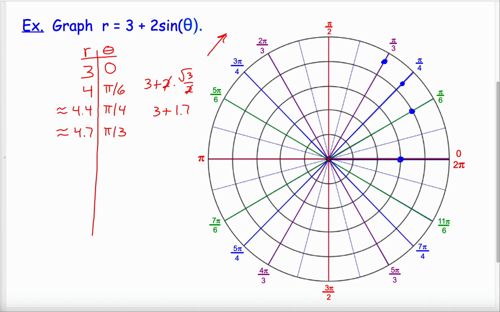Now we get to pi over 2, and finally we get an easy one. What's the sine of pi over 2? That's 1. Times 2 is 2. 3 plus 2 is 5. I can plot that one. That's way up at the top. So you can see what's happening here. I'm going to connect these. The r values are getting bigger, and we get this nice curve going up like that. And like I said, the more points you plot, the better it's going to be.